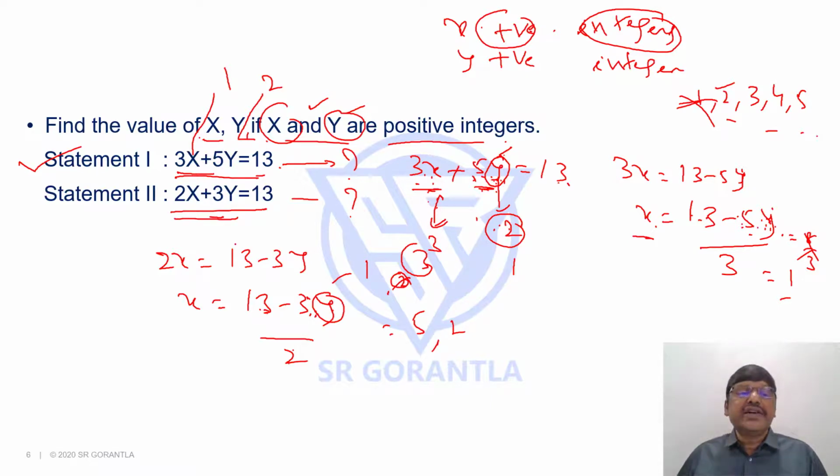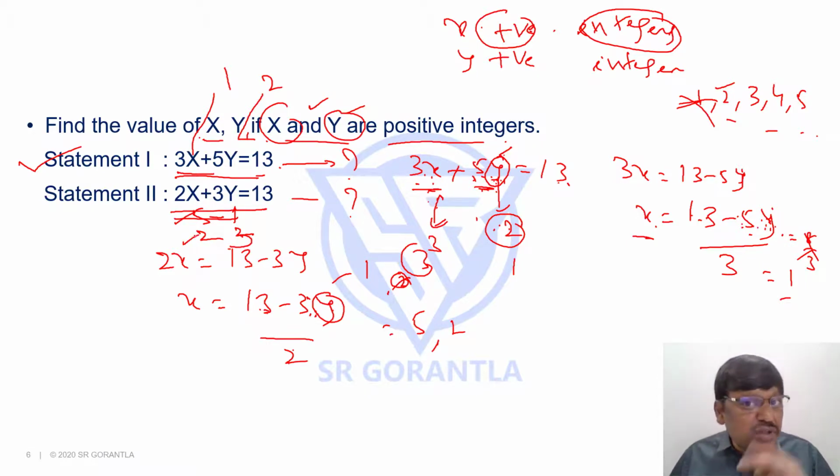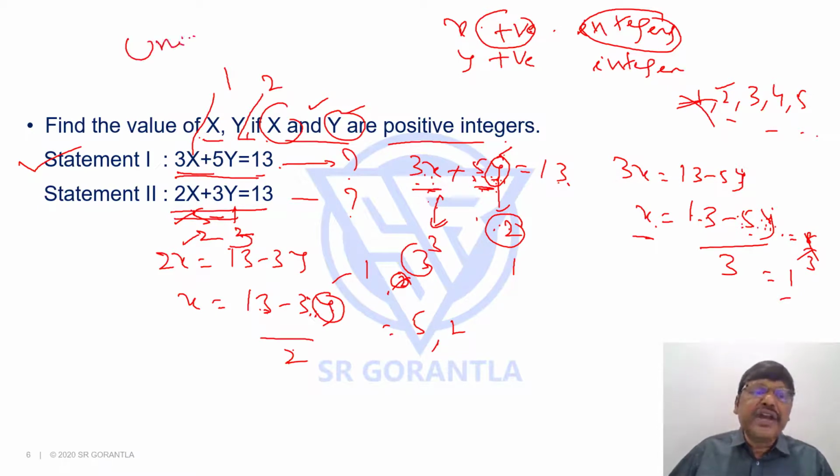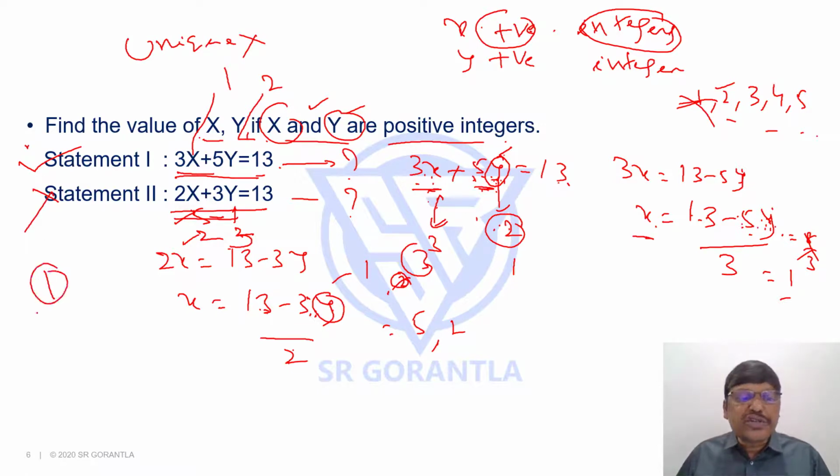So students, there are two possibilities. y is 1, x is 5, acceptable. y is 3, x is 2, that is also acceptable. So that means there is more than one answer. If there is more than one answer, the answer is not unique. Hence the second statement is not sufficient, only the first statement is. Hence my answer choice is 1.